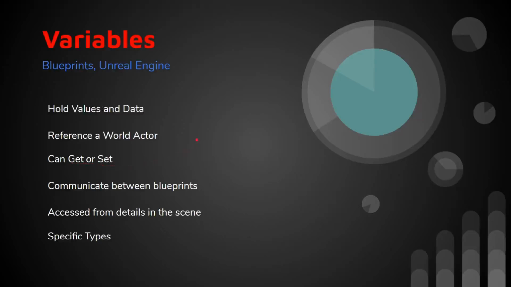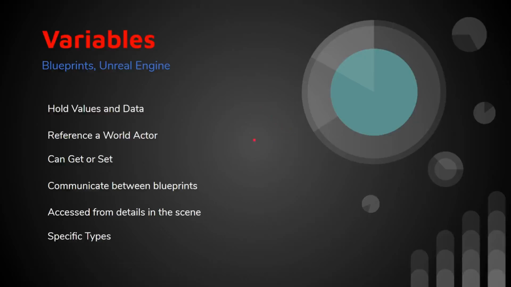Now these are helpful because we can use them to reference any actors inside our scene, and also we can have lots of different types of them. These contain very specific types, so each variable has its own type, and we will look at the different types in just a moment.